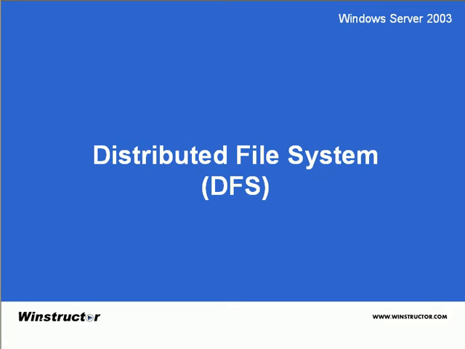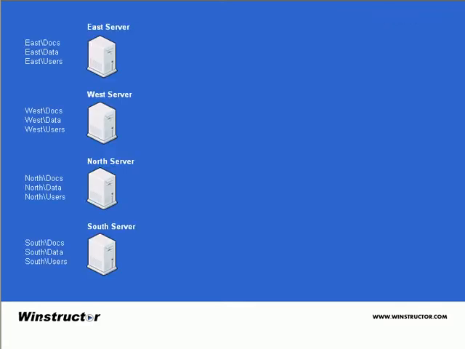So let's consider a typical, if grossly underestimated example here, where we have 4 servers: East, West, North and South. We currently have 3 shares on each server. In reality, we'd probably have a lot more servers and a lot more shares than this, but we're just making a point here for our purposes, so this is okay. So we've got 4 servers and we have 12 shares that we need to remember. So it would be nice to be able to merge all of these into one single point of access.